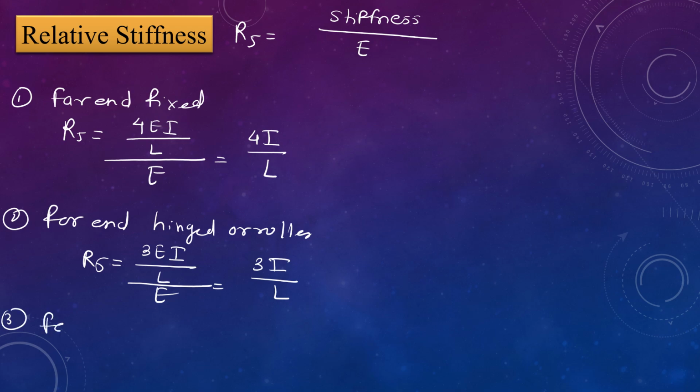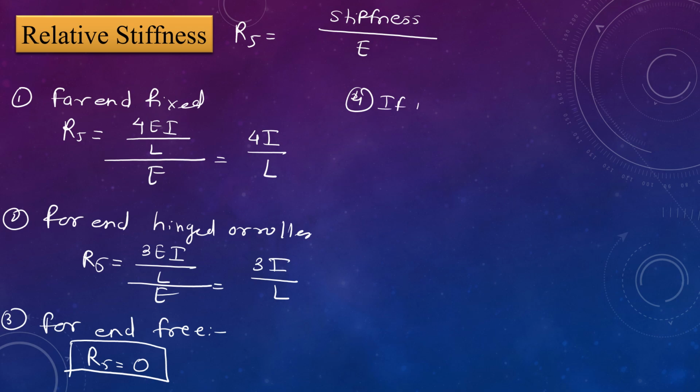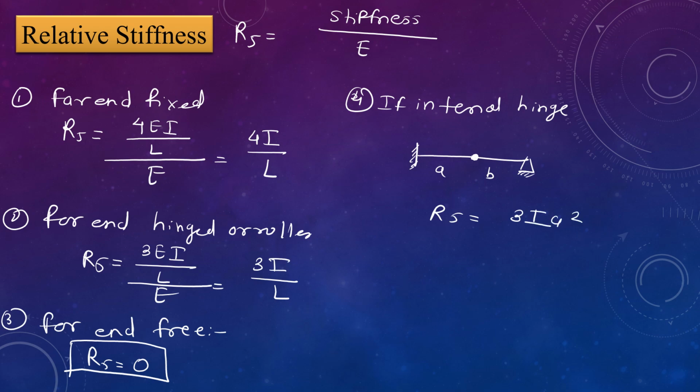Then third, the far end is free. The value of stiffness here is equal to 0, so the total relative stiffness after calculation is 0. These are the relative stiffness values. And the last condition is if an internal hinge is present. If this is the beam with an internal hinge, with distances A and B, then the formula to calculate the relative stiffness is 3I A square divided by A cube plus B cube.